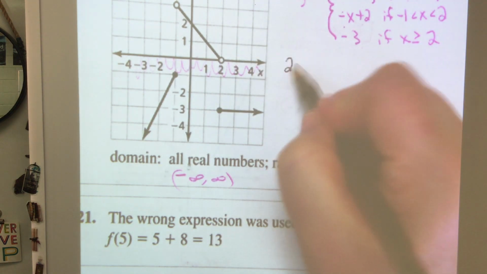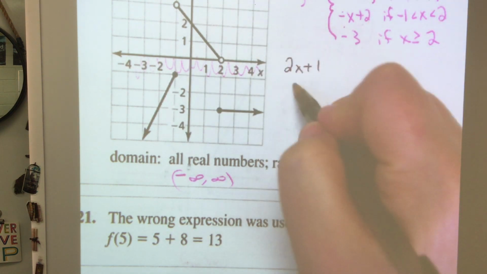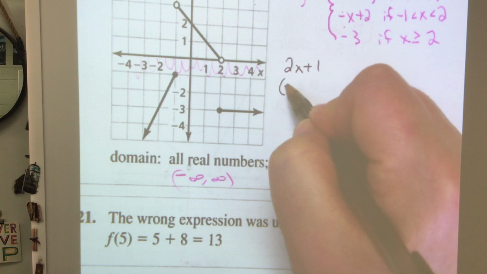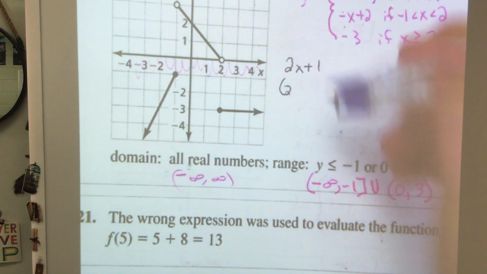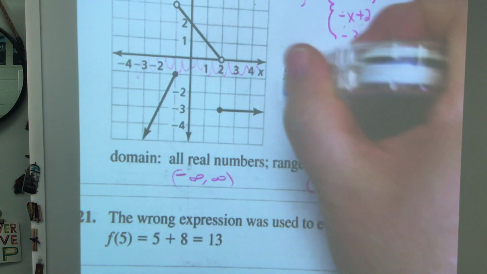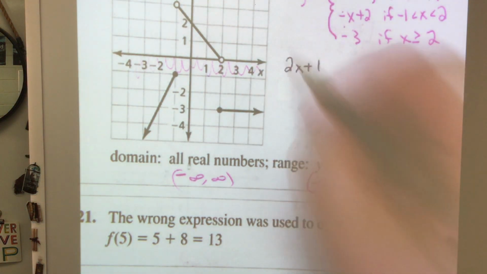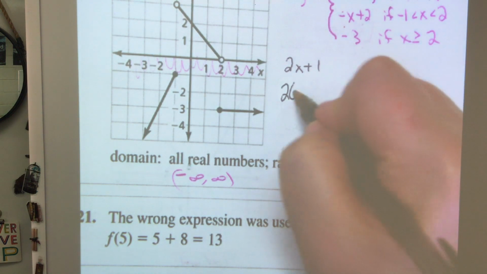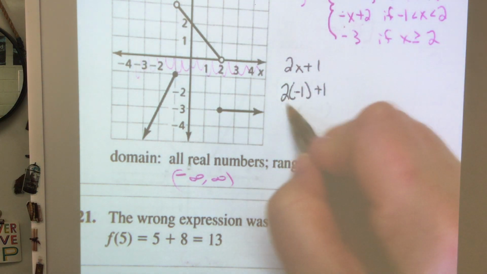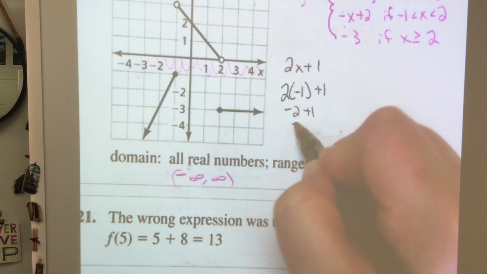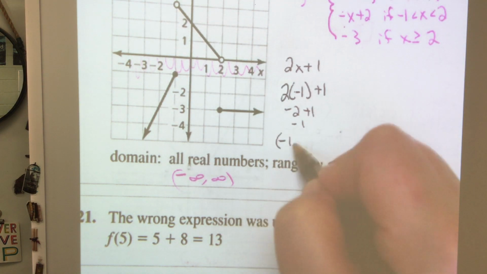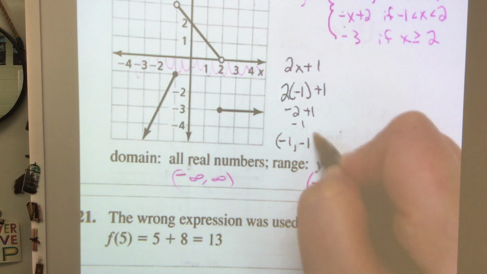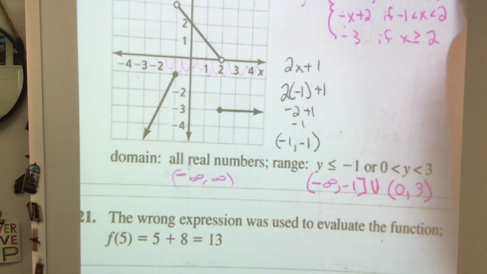So I'll take 2x plus 1, I'll plug in my -1, so 2, I guess I could put it in parentheses too, but that will bug me because I always like to put the x in parentheses. So 2 times -1 plus 1. So that's -2 plus 1, or -1. So I plugged in -1, so that's my x value, and I got -1. So there's my first point, and it's a closed circle.